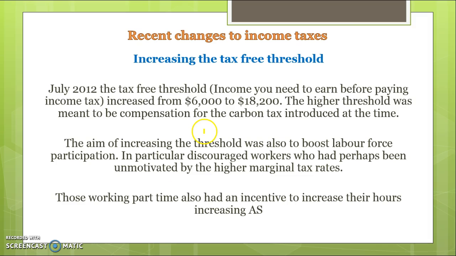In terms of recent changes to income taxes, one you can talk about was increasing the tax-free threshold. So they increased the amount that you can earn before you have to start paying tax from $6,000 to $18,200. The idea of that was to boost labour force participation. The old threshold discouraged workers from coming back into the labour force, so they may have been unmotivated because of the higher tax brackets in the past. Now they're not paying tax until they earn $18,200, so they may come back into the workforce. That can be particularly low-skilled workers or people that have been discouraged from work. Those working part-time may also decide to work more hours because they're not going to get taxed as much on their income.